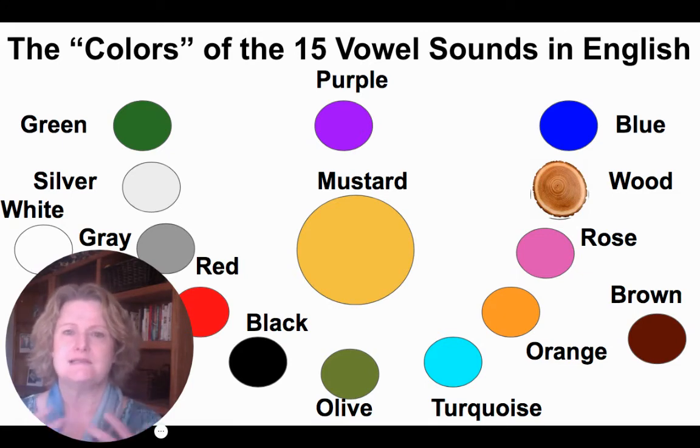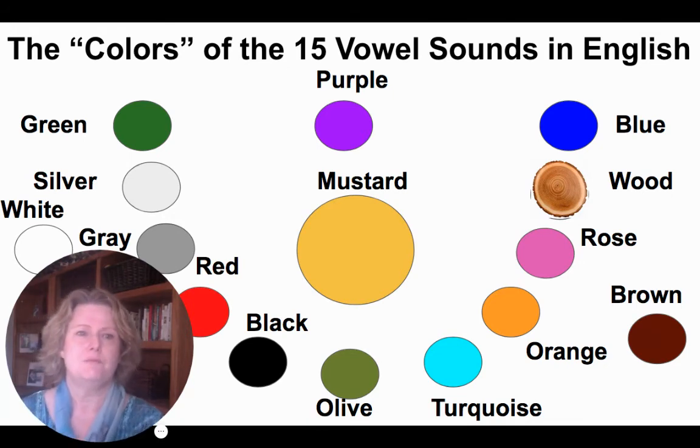Mustard. All relaxed in the middle of your mouth. Mustard. Turquoise. Oi. Orange. O, or. Rose. Oh. Try not to go ow, like brown. Oh. I've found that to be difficult for many people. Wood. High up in the back, pretty quick too. Wood. Blue. Really high up in the back and longer. Blue.